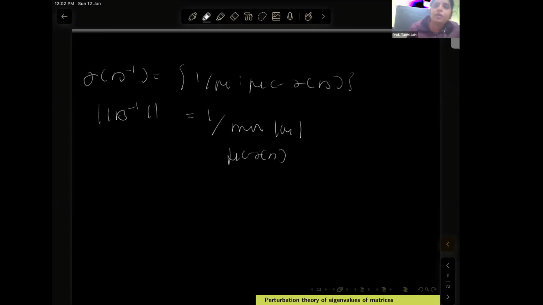And what is this? Mod mu is greater than epsilon, for every mu in sigma B. So this is less than 1 by epsilon. So norm B inverse is less than 1 by epsilon. Now look at the matrix norm, the norm of the matrix B inverse times A minus B.